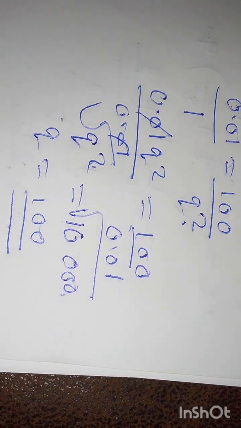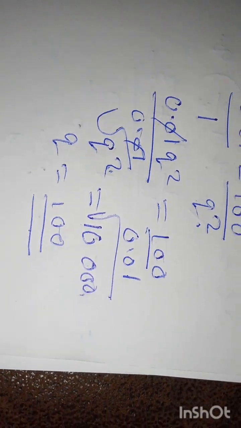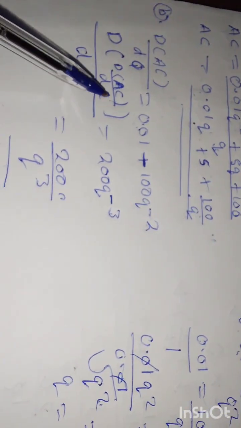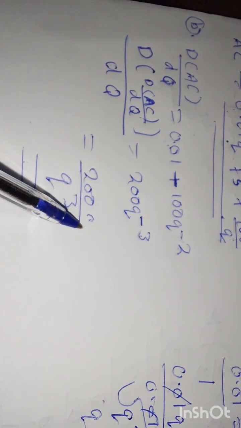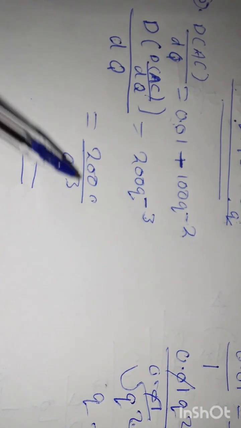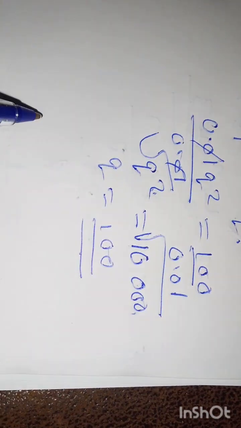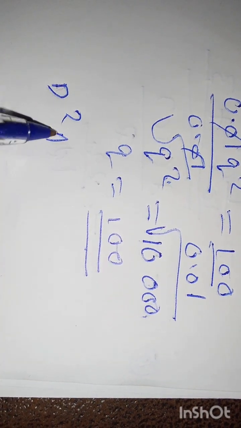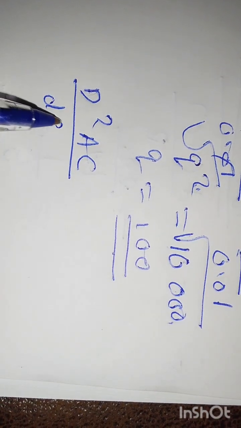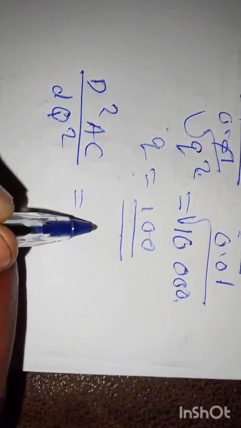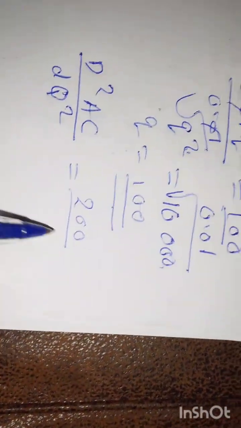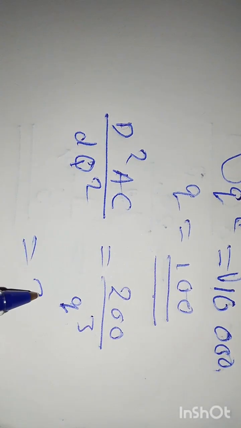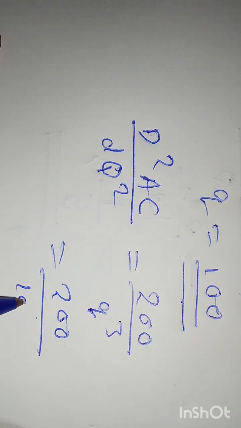So let's go to the second derivative function. We know that our second derivative function is d2AC over dQ squared, which is equal to 200 over Q to the power 3. So this is the second derivative function. We know that our value of Q is 100, so it will be 200 over 100 cubed.